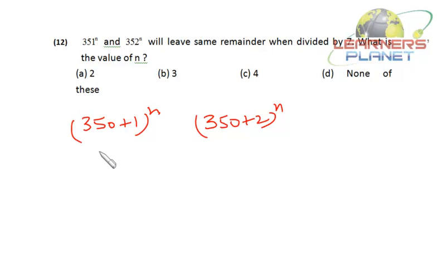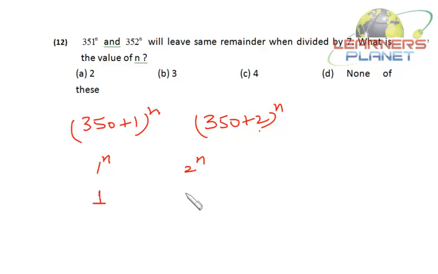In this case, if it is divided by 7, the remainder will be 1 raised to n, since 350 is a multiple of 7. So in this expansion, each and every term will be a multiple of 7 except 1 raised to n. So we'll get the remainder as 1 raised to n, and here we'll get the remainder as 2 raised to n. Now, the question says the remainder is the same, that is, 1 raised to n and 2 raised to n are the same. So we have to find out the value of n in this case.